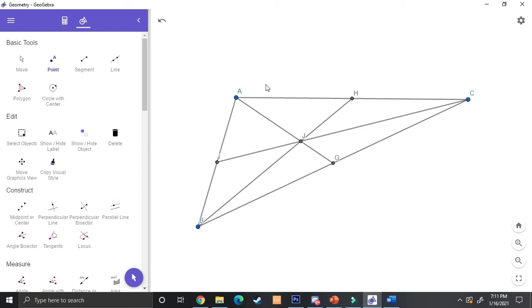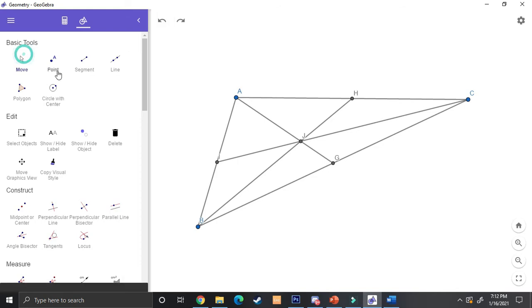GJ is to JA is equal to 1:2. HJ is to JB equals 1:2. And IJ is to JC is also equal to 1:2. Another noteworthy property is that all the medians connect together at J, and as a result, it creates 6 smaller triangles with equal area.